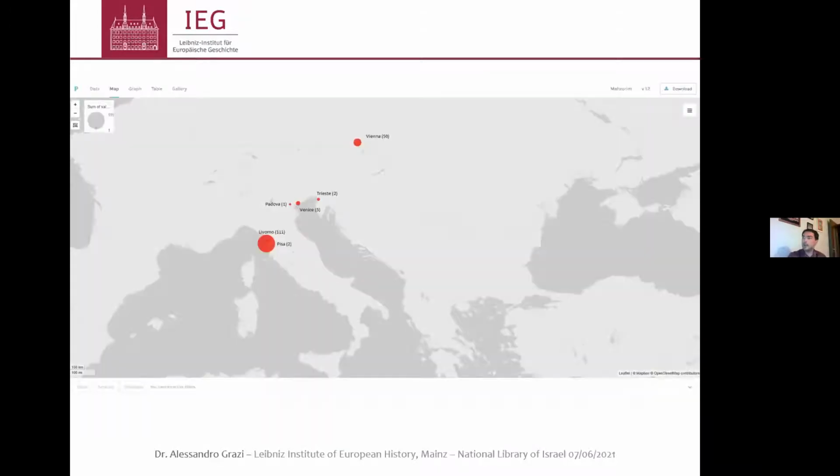But let's have a look again at the map. So in this case, as you can see, Livorno here stands out by far with 111 different editions of Mahzorim in 118 years, if we consider the long 19th century.